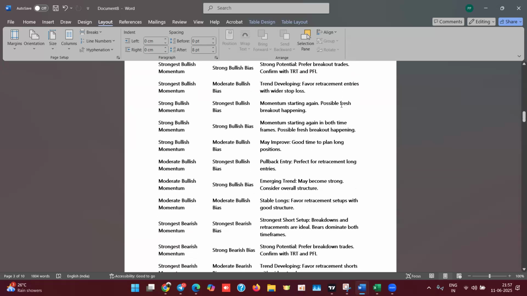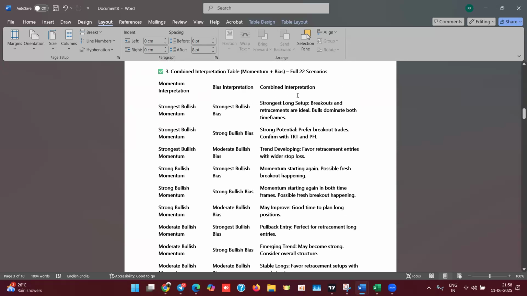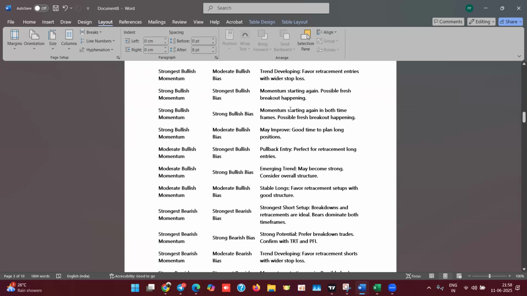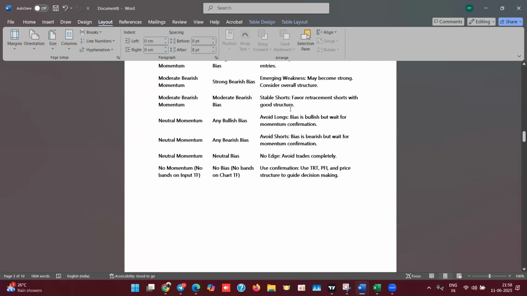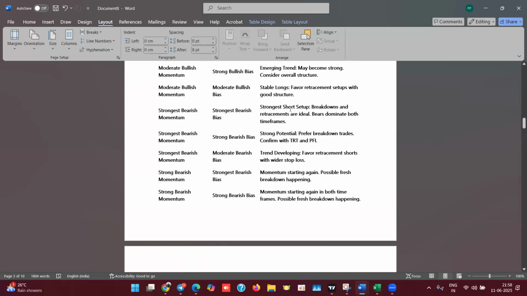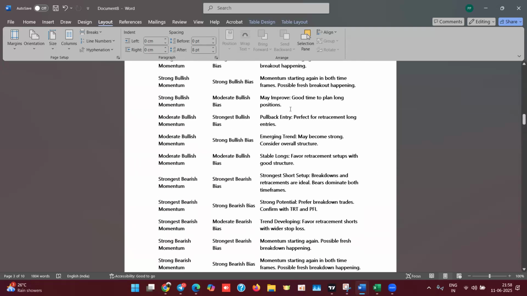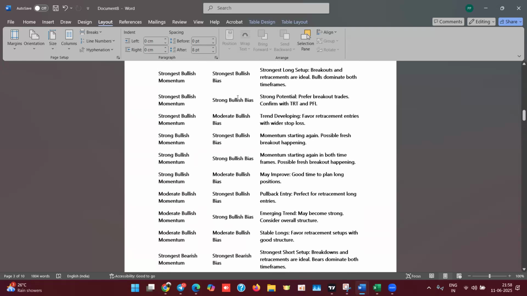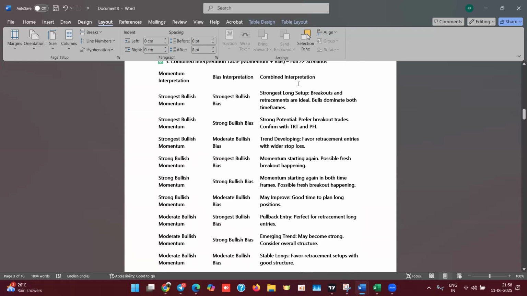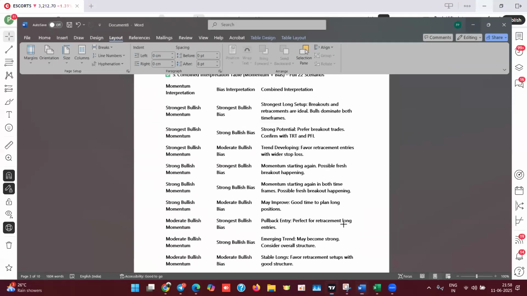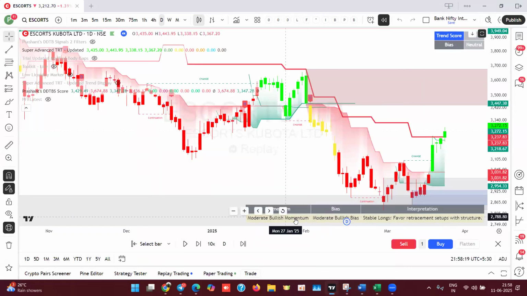And if you check these 22 scenarios manually, you may get confused. It is possible. It may not be confusing also. If you are interested, you can check manually also. But what I have done is I have added all these interpretations in this table now. So if there is moderate bullish momentum and moderate bullish bias, it will show stable longs.